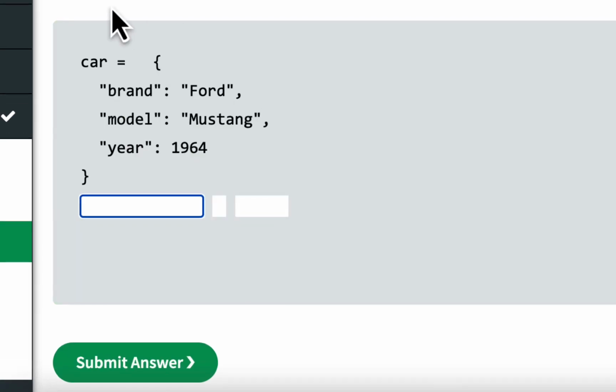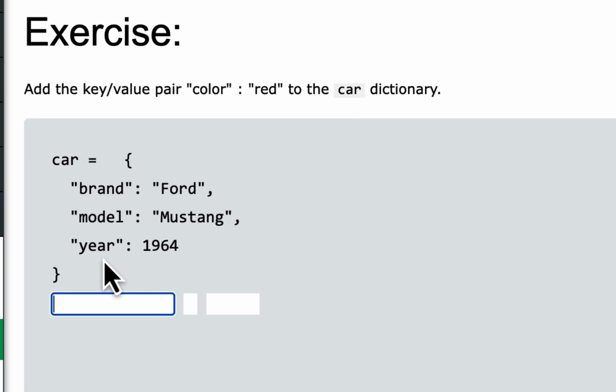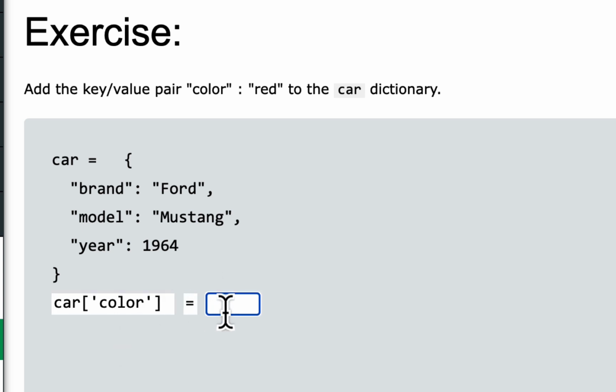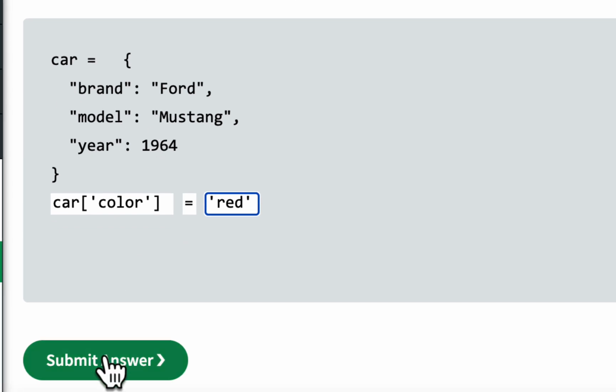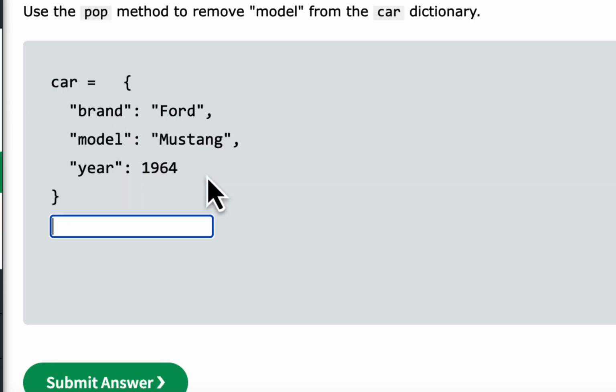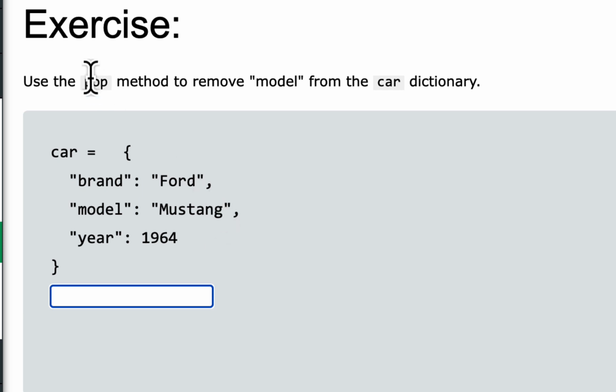And let's try this one. It says add the key value pair color, red. So we have brand, model, year. They want to add a color and make it red to this one. So let's do car, and then we'll do the bracket. Now we don't have color, but we're going to put it in. So we'll put in color. I'll just use a single quote. And I'll put equals, and we'll set the new value to be red. That should work fine. You can add one that way, or you can update one. And that worked. Let's try exercise 4 and use the pop method.